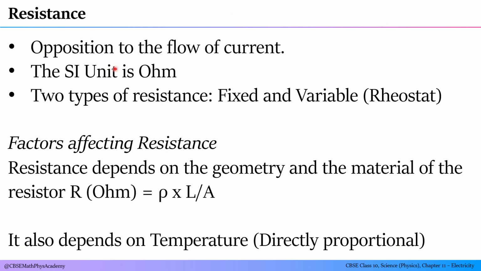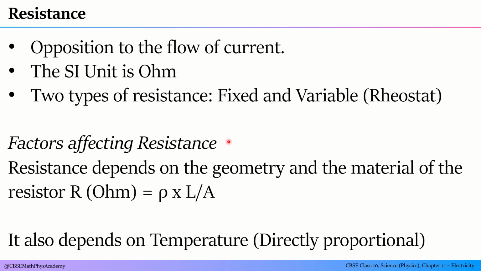The SI unit of this property, resistance, is ohms. In the next video we will discuss Ohm's law. There you will understand much more about resistance. So there are two types of resistance, fixed and variable resistance. A variable resistor is called a rheostat.